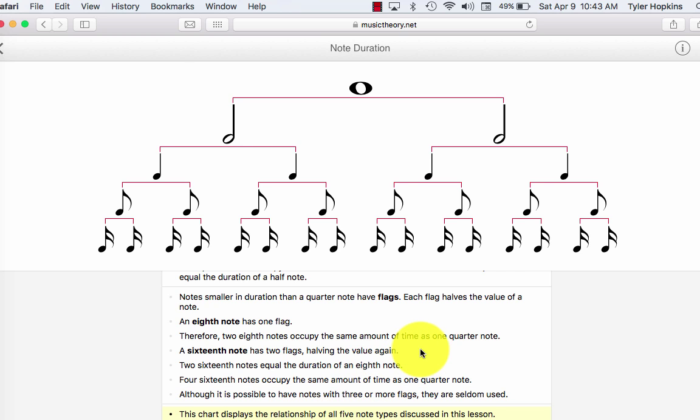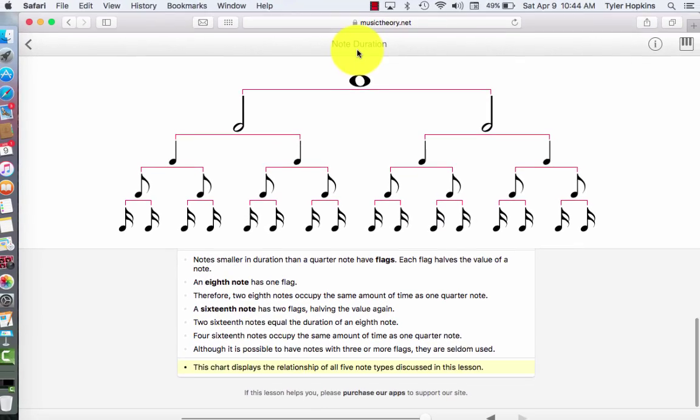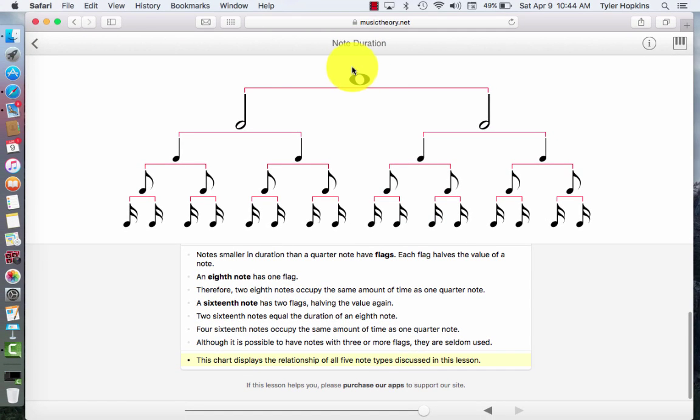This chart displays the relationship between all note types discussed in this lesson. As you can see, we have the whole note, which is 4 beats. We have the half notes, which is 2 beats. We have the quarter note, which is 1 beat. We have the eighth notes, which is half a beat. And we have 16th notes, which are a quarter of a beat.